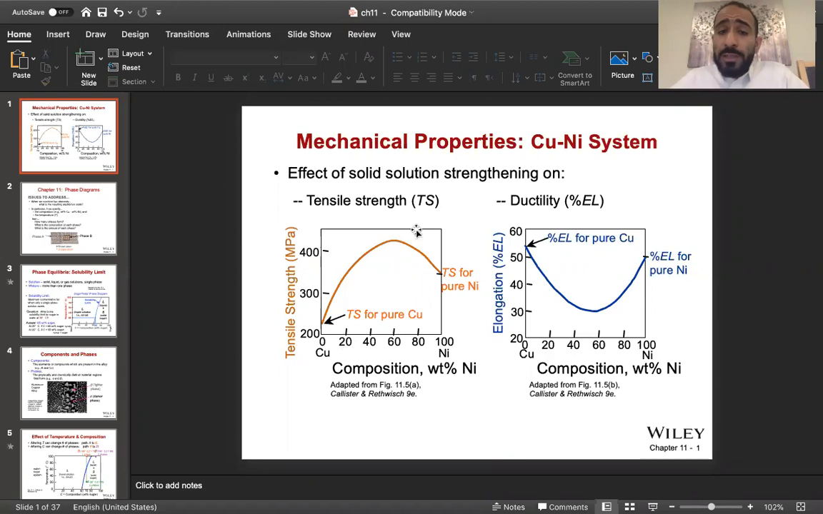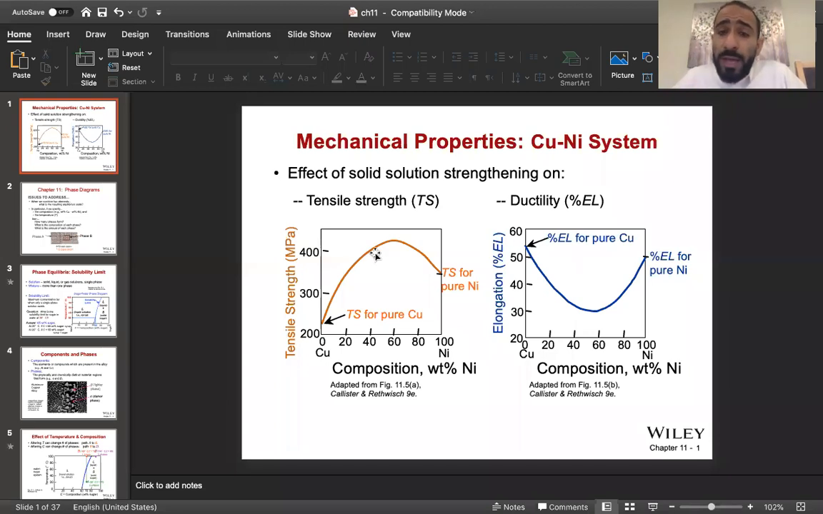So as you can see, we can enhance the mechanical properties by doing alloying, right? Similarly, if you're increasing the strength, you're going to lose ductility. So you see the ductility is bottoming out at a certain value where the strength peaks over here. Solid solution is a very important topic, because if you do solid solution alloying, you can change the properties of the material.